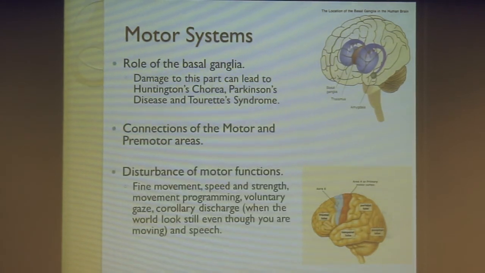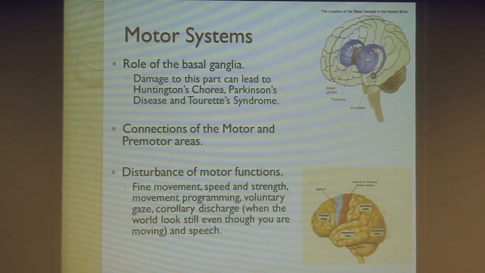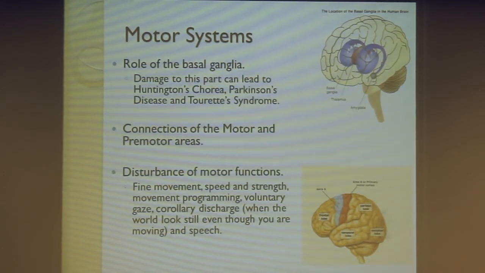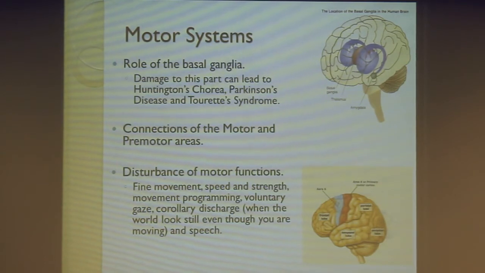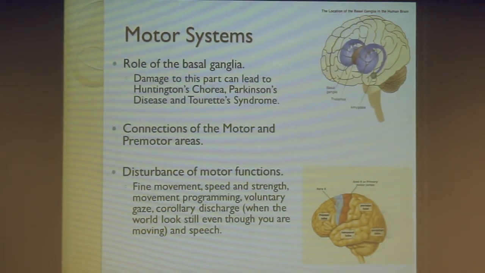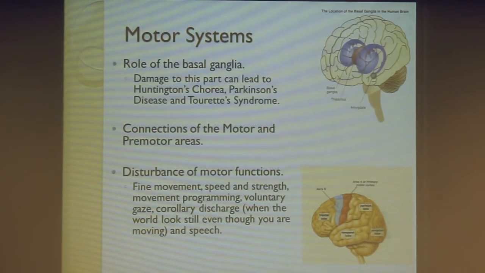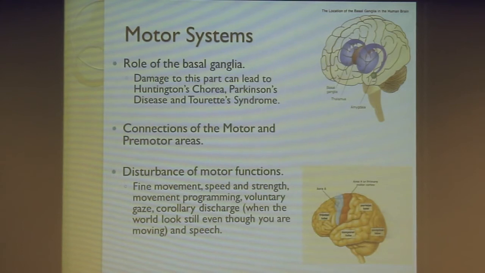Now, there are important connections between the motor and the premotor areas. You need to know about that. And of course, disturbance to the motor functions would cause fine movement problems, problems with speed and strength, movement programming, voluntary gaze, problems with corollary discharge. Corollary discharge is when, let's say you're walking or running or swinging, but the world looks like it's standing still. That's because of corollary discharge. So you know the world isn't moving, even though your body's moving. The world seems to be standing still. And speech would also be affected if those motor areas are affected, because Broca's area is in the motor area.